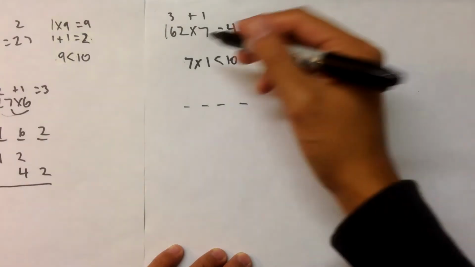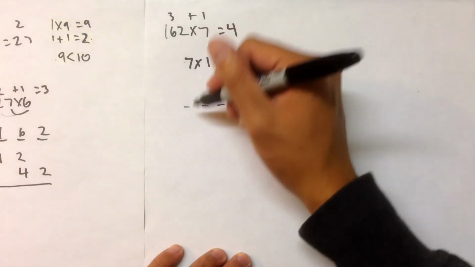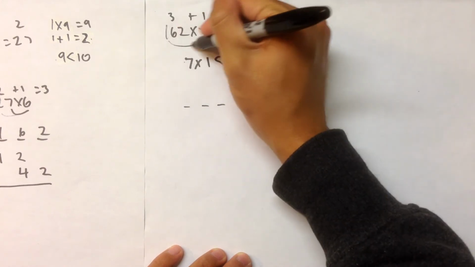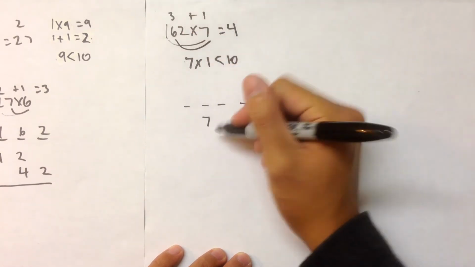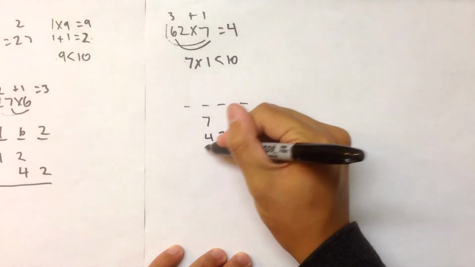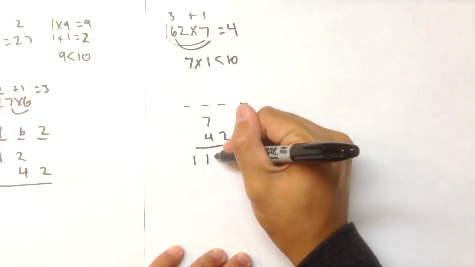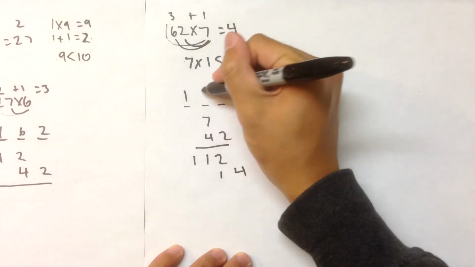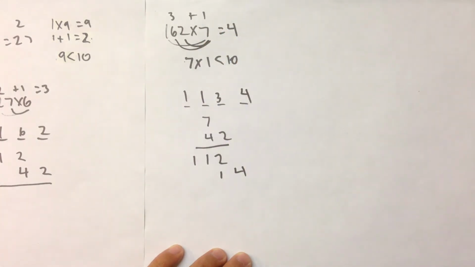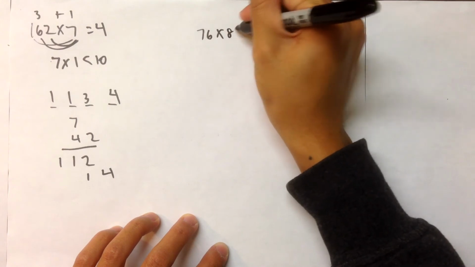Let's go back to the problem. 162 times 7. 4 digits, 1, 2, 3, 4. 1 times 7 is 7. Place it on the left, but it's less than 10, so move it 1 over to the right. Then 6 times 7, 42. Start where you left off. It helps to add these together first and then continue multiplying. So 112. Then 2 times 7, 14. Start where you left off. Add them together, 1,134. Let's take a step back and do a problem like 76 times 87.